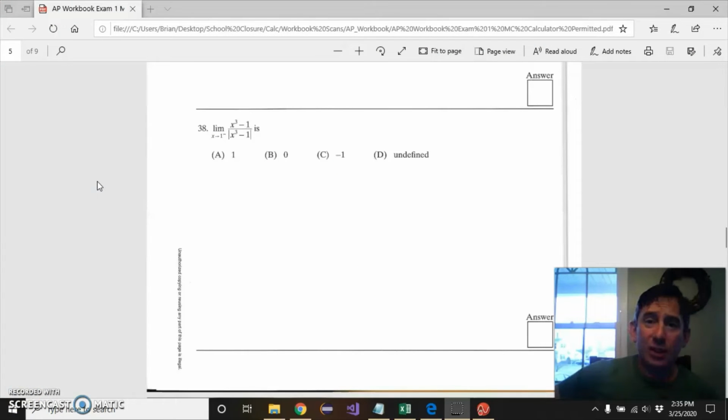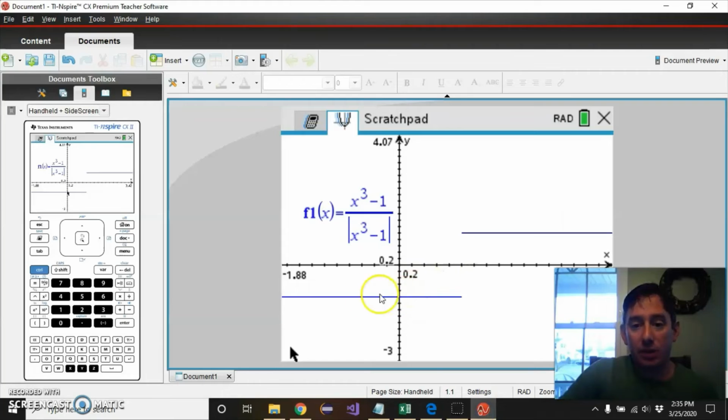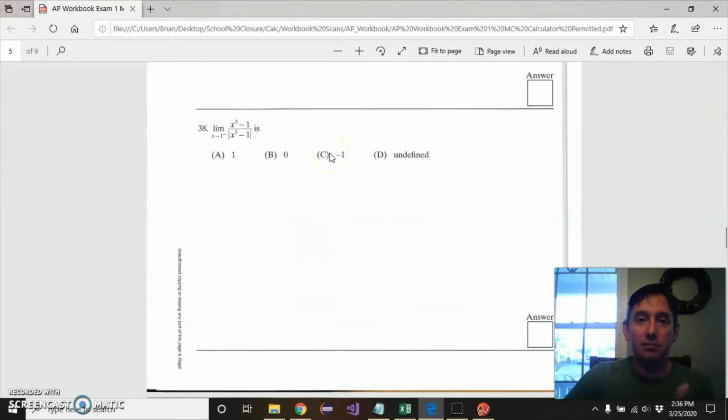Okay, for number 38, I don't think you really need a calculator, but we might as well since we have it. You realize that this value is either going to be positive 1 or negative 1. The jump is happening at 1. From the left-hand side, here's our graph. Because I'm coming in from the left-hand side, the y value is approaching or staying at -1 before jumping up to +1. So the two-sided limit doesn't exist, but the left-sided limit is -1. The right-sided limit will be +1, the two-sided limit doesn't exist, and the left-sided limit is -1, which is C.